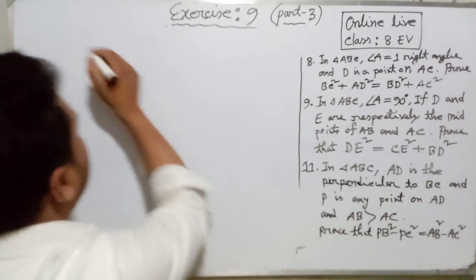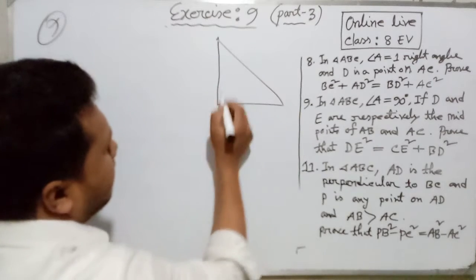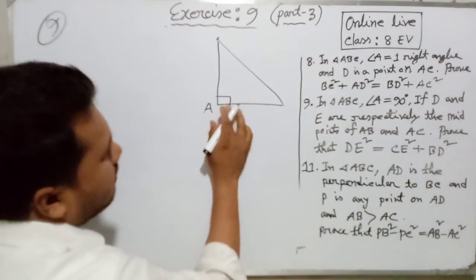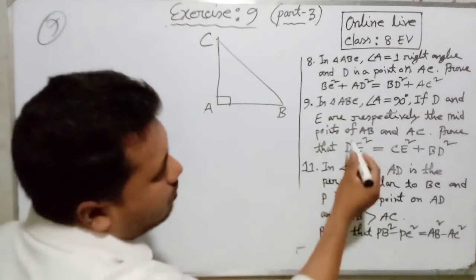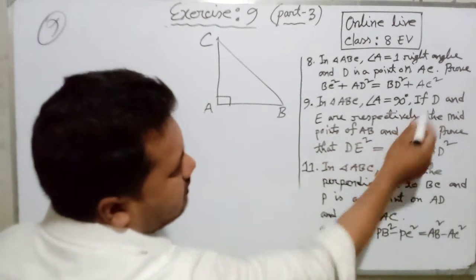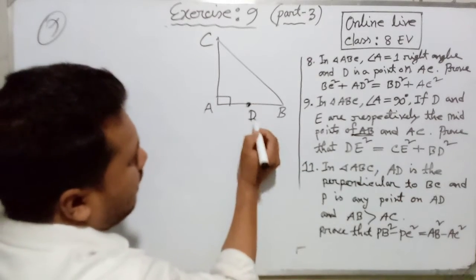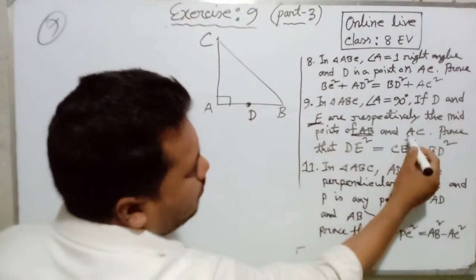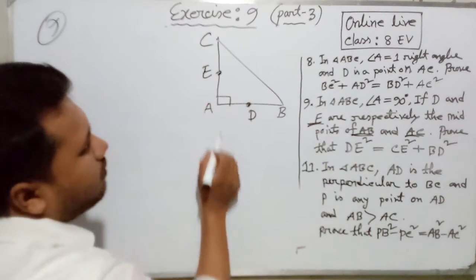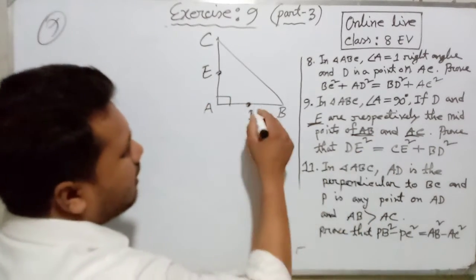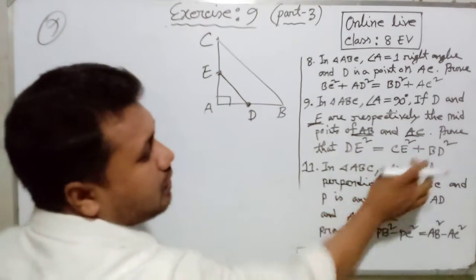Now problem number 9. Suppose this is our again right angle triangle. A is 90 degrees, and suppose this is our ABC. Now look, D and E. D is the midpoint of AB and E is the midpoint of AC respectively. Now we have to prove that DE square equals this, that means we need to connect DE.